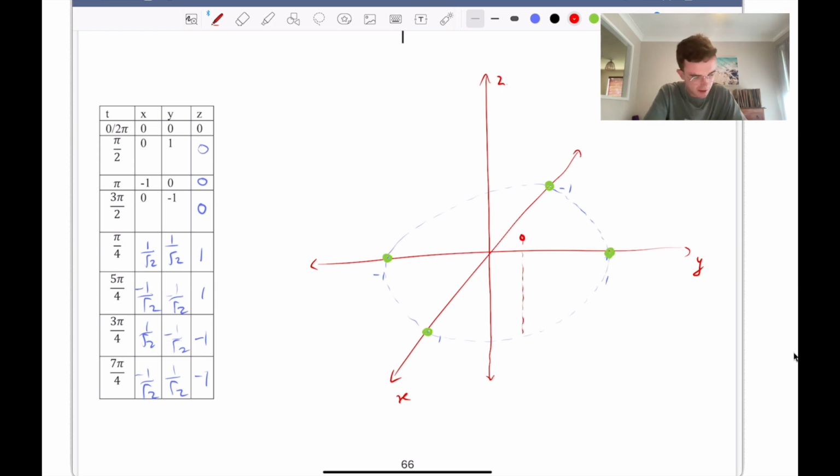Let's look at our other maximum. So 5 pi on 4. Well, pi is here, so 5 pi on 4 would be out here, and we're going up to 1 again. Look at our minimums. 3 pi on 4, well, pi on 2 is here, pi is here, so 3 pi on 4 would be here. And we're going down by 1 this time. And we're going down by 1 over here.